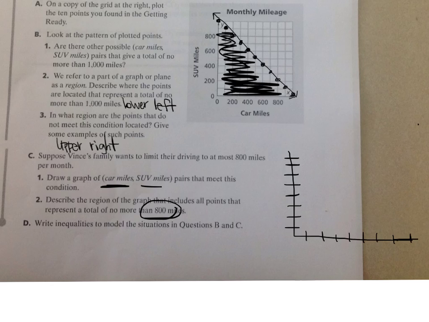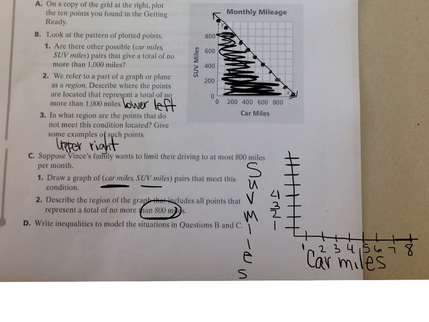So our x-axis is going to stand for the car miles, and the y-axis is going to represent the SUV miles. And I'm going to go ahead and label each whole number is going to represent 100 miles. And you need to be writing down everything that I write down.